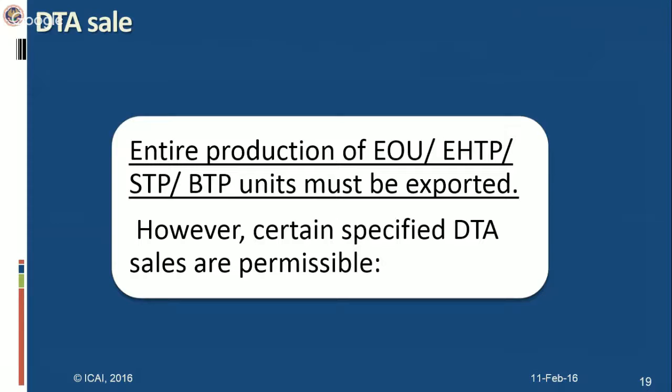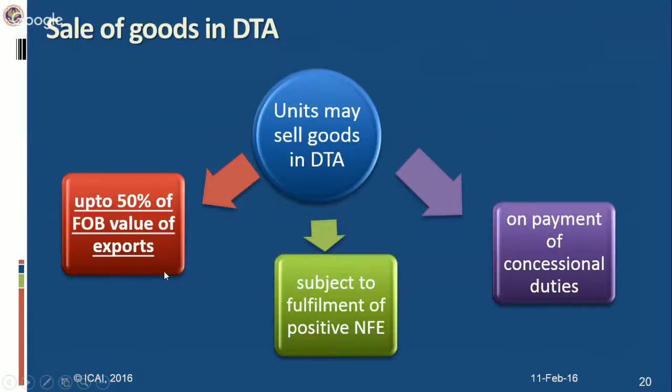Now, the main concept of EOU is that entire production has to be exported. But as I told you earlier, certain specified DTA sales are permissible. In certain cases, it can sell the goods in DTA also, or it can provide the services in DTA also, that is permissible. Now, what is that case?